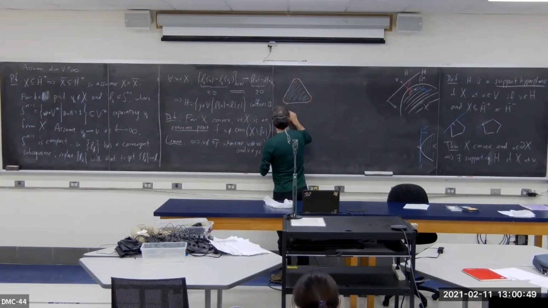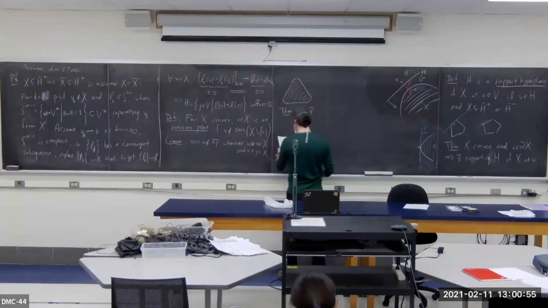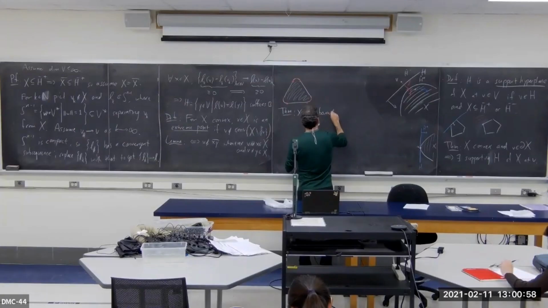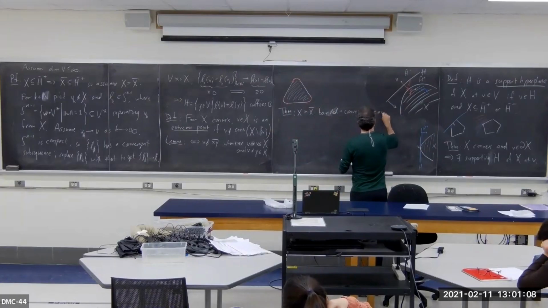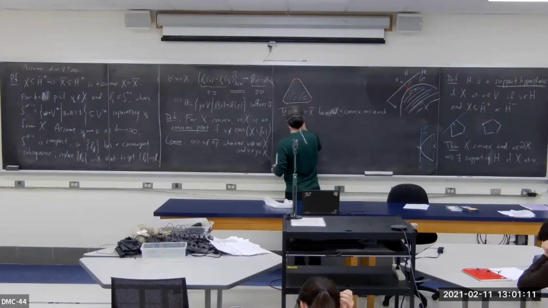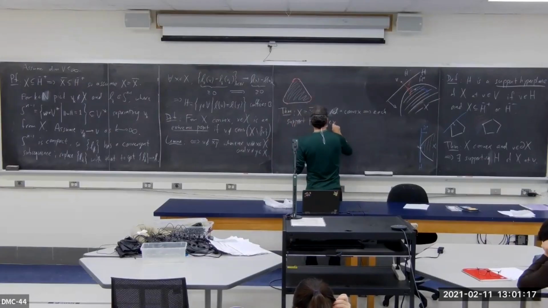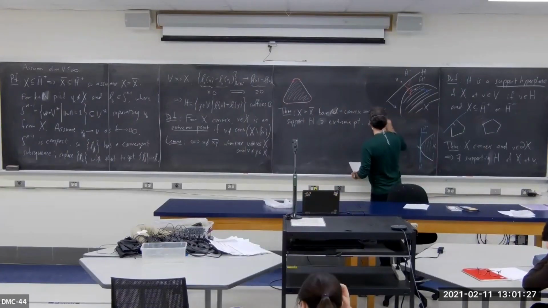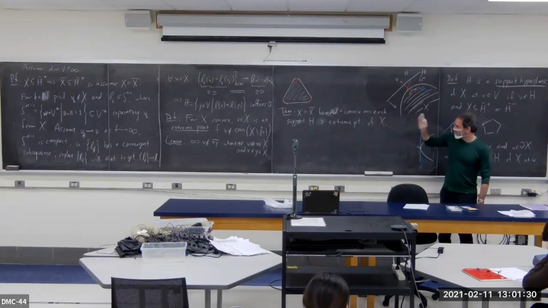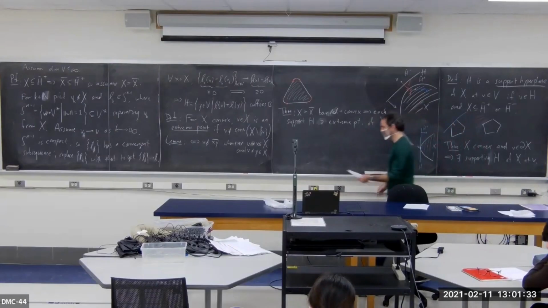Okay, so the theorem, or one of the theorems, is that if X is bounded and convex, then each supporting hyperplane contains an extreme point of X. If you want to find an extreme point, suffice it to look inside of a support hyperplane. That's what this says.